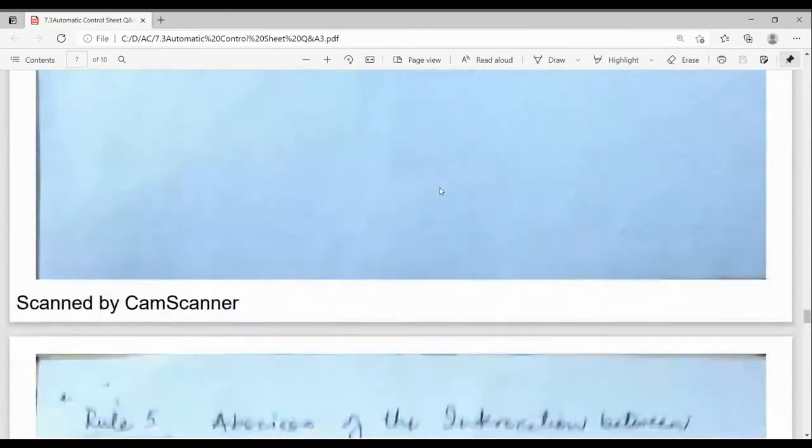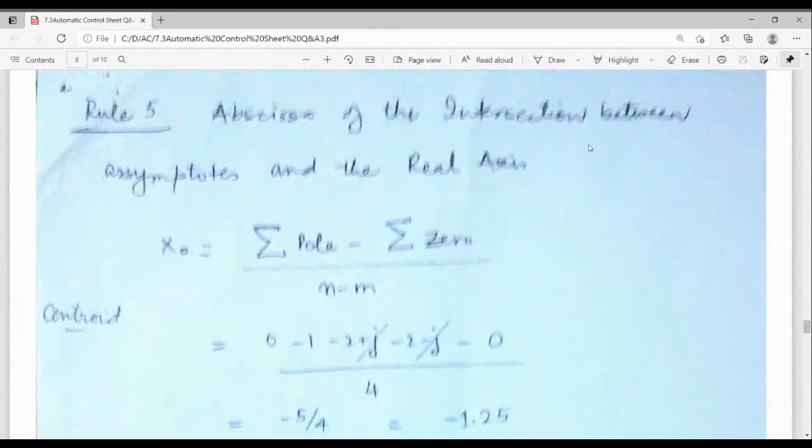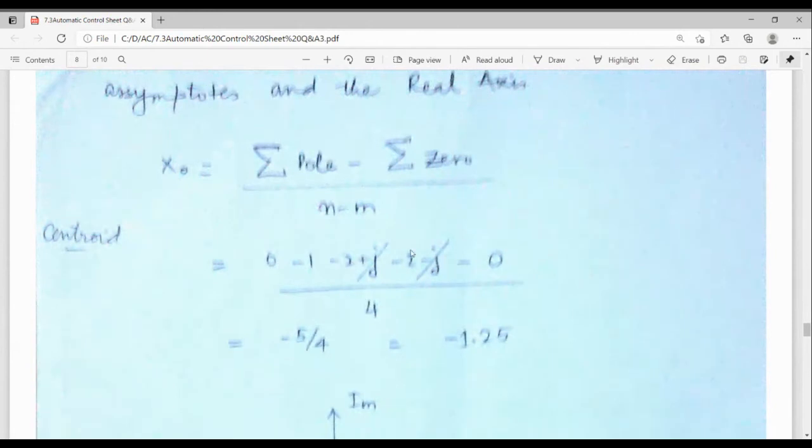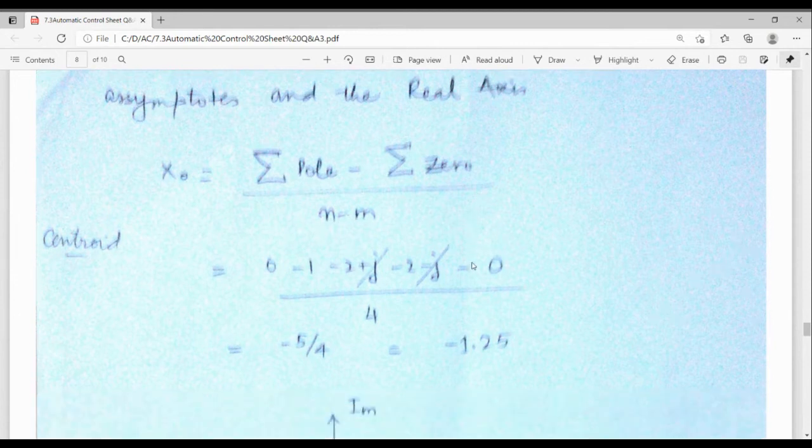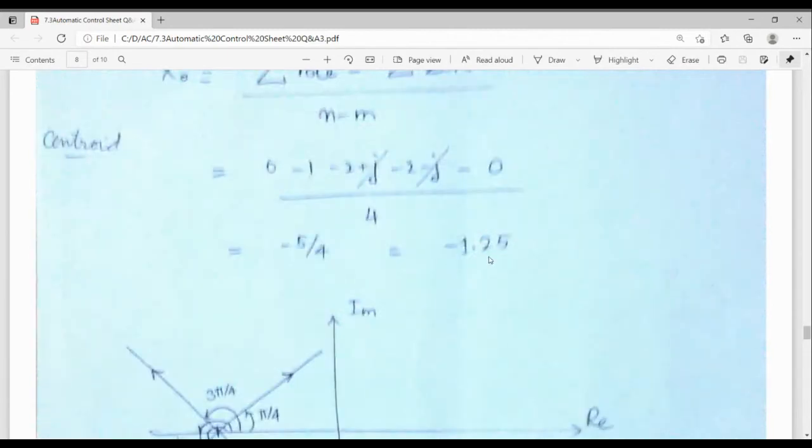Now, the abscissa of the intersection between the asymptotes and the real axis, that is the centroid. We have to find where this point is. The formula is x naught equals sum of poles minus sum of zeros, divided by n minus m. The poles are 0, minus 1, minus 2 plus j, minus 2 minus j, minus the zeros. We don't have zeros, so 0, divided by poles minus zeros, that is 4. You get the value as minus 1.25.